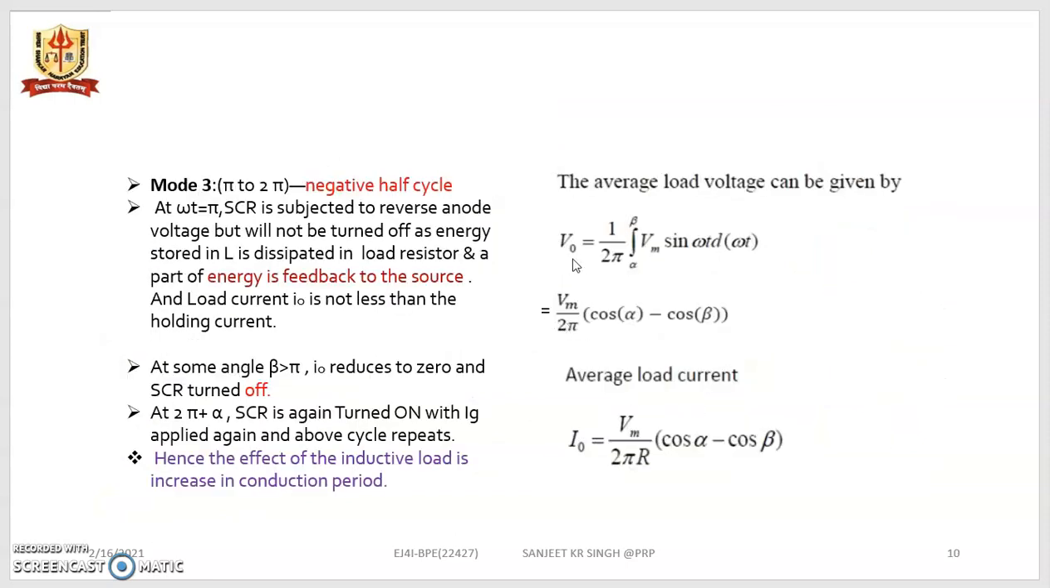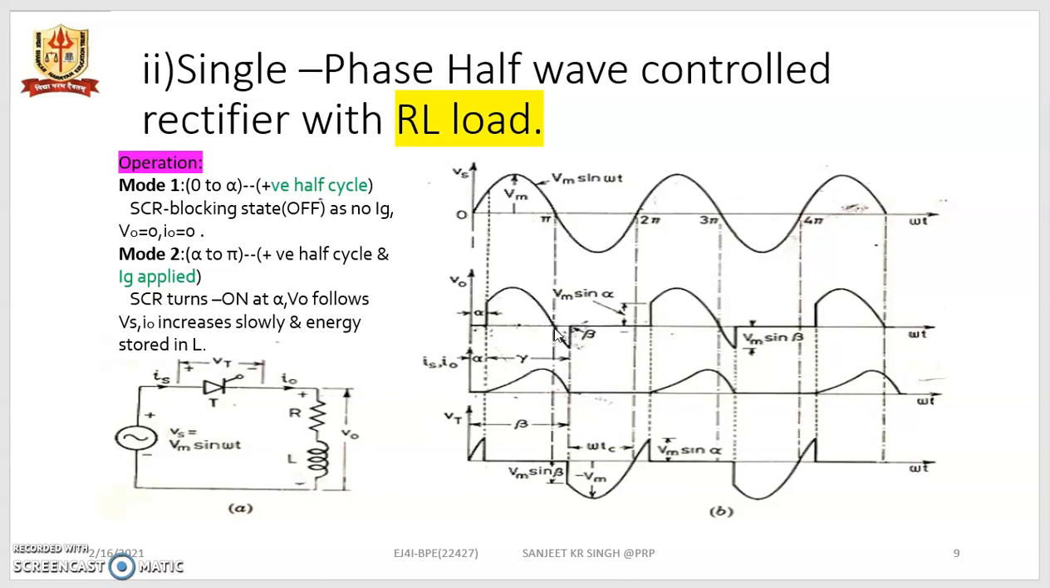This is the output voltage equation. The average output voltage can be represented as Vm by 2 pi (cos alpha minus cos beta), and the load current similarly will be I0 equal to Vm by 2 pi R (cos alpha minus cos beta). So the effect of this inductive load is that the conduction angle has increased. In resistive load, the SCR stopped conducting at 180 degrees or pi radian, but here it is forced to remain in on state. So the conduction angle is now beta minus alpha, and that is more than in the resistive load case.